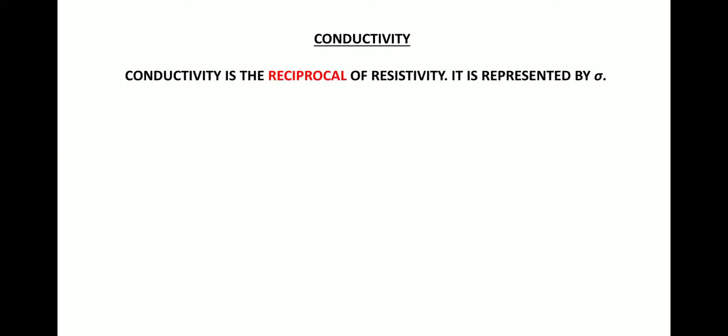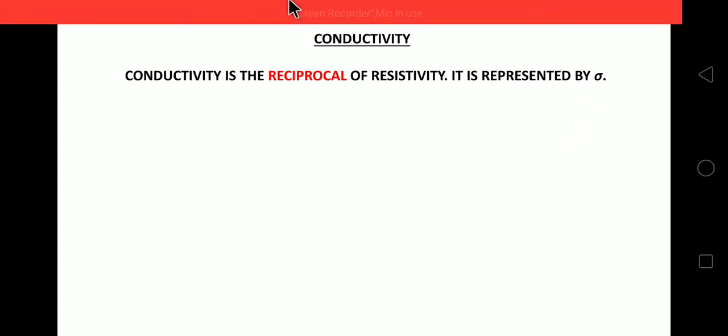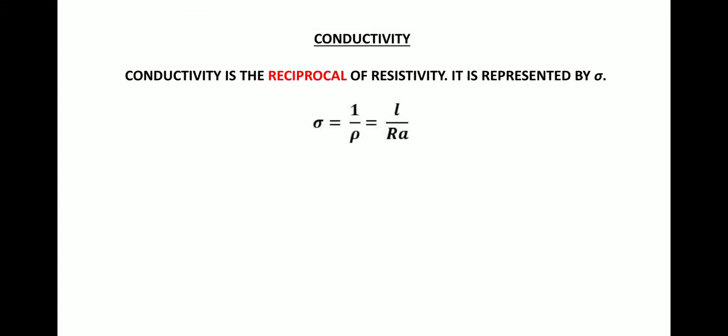Next, we move on with conductivity. Conductivity is considered as the reciprocal of resistivity, and it is represented by the Greek letter sigma. So over here, this is the Greek letter sigma. So sigma represents 1 by rho, that is the reciprocal of resistivity, and since rho is equal to Ra by L, therefore 1 by rho is equal to L by Ra.